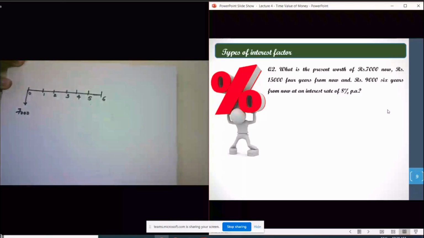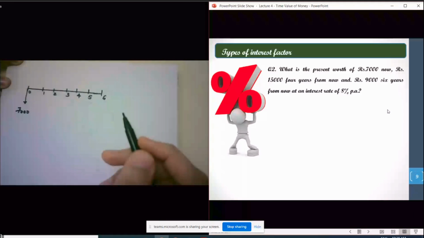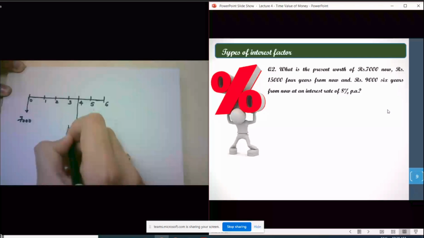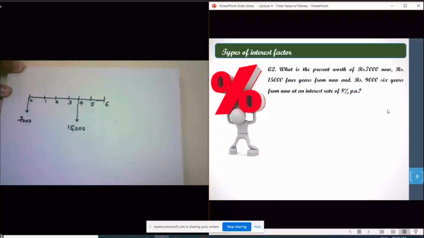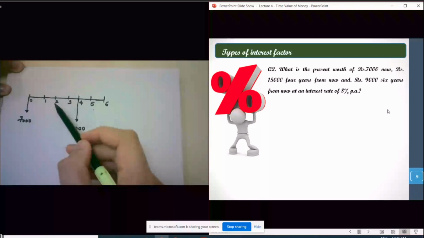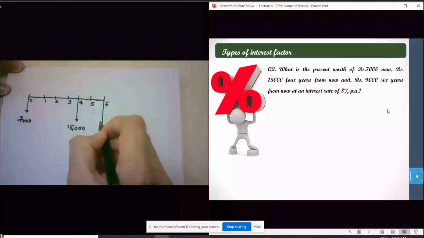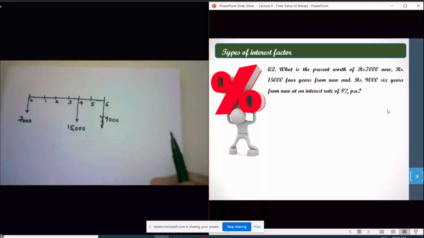Then after 4 years, that is 1, 2, 3 and 4, here you will be depositing 15,000 rupees. And 9,000 rupees 6 years from now, again 1, 2, 3, 4, 5 and 6. Here again you will be depositing 9,000. So you have 7,000, 15,000 and 9,000.